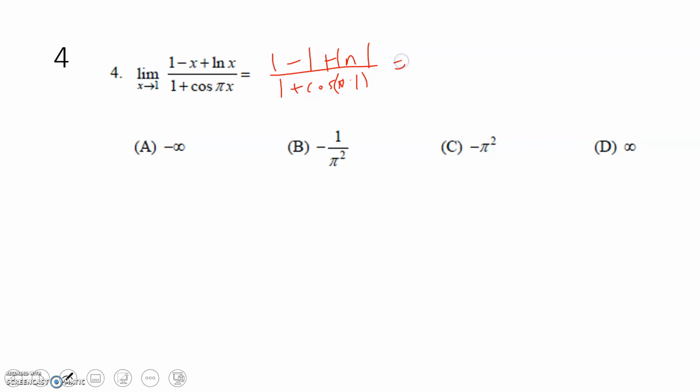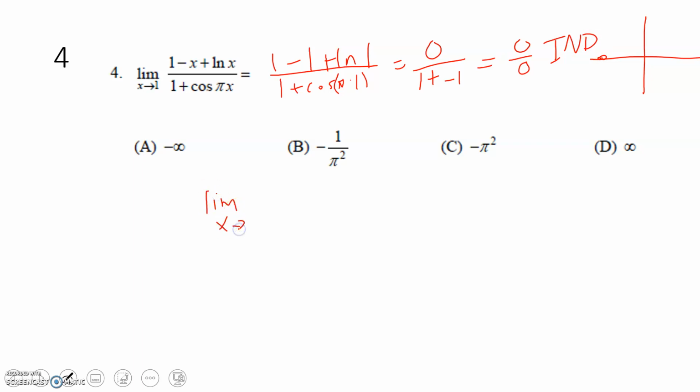Now on the top, that becomes 1 minus 1, which is 0, plus ln of 1, which is also 0. On the bottom, we get 1 plus cosine of pi times 1, and if we use our unit circle, we see that at pi, our cosine is negative 1. So this becomes 0 over 0, which is an indeterminate form. Now, because it's indeterminate, we know that we can apply L'Hopital's rule. So we're going to take the derivative of both the numerator and the denominator.